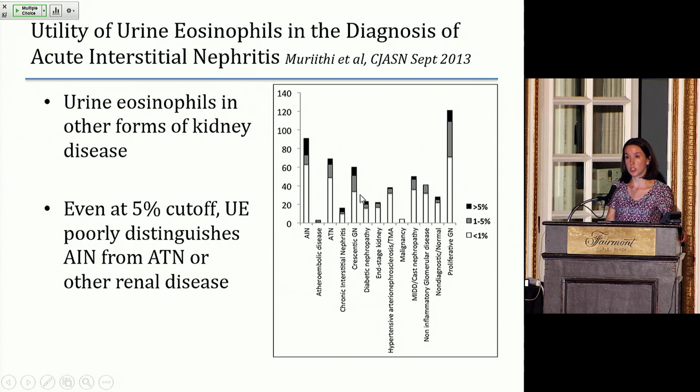This is crescentic GN. They have a lot of white cells in their urine. Obviously, some of them will be eosinophils, and proliferative GN. So really, using urine eosinophils in any form of kidney disease where you have inflammation and white cells within the kidney, it doesn't distinguish well between one form or the other. So it certainly is not diagnostic of interstitial nephritis.